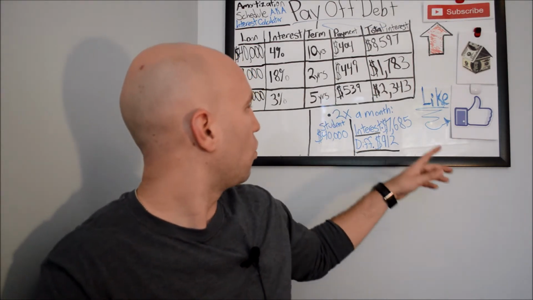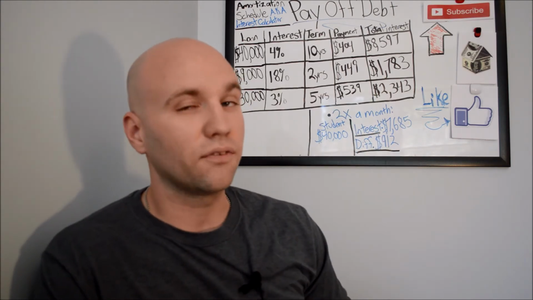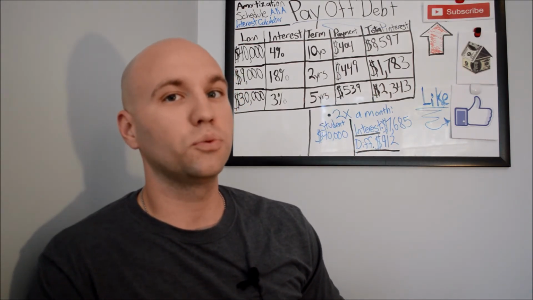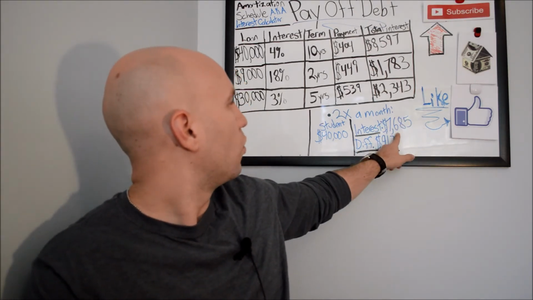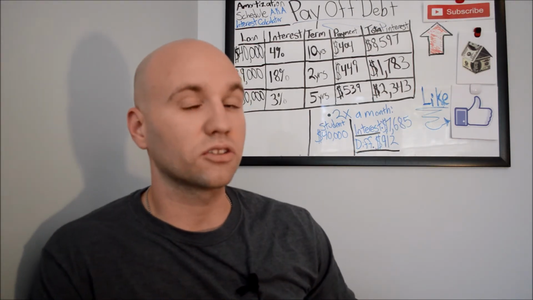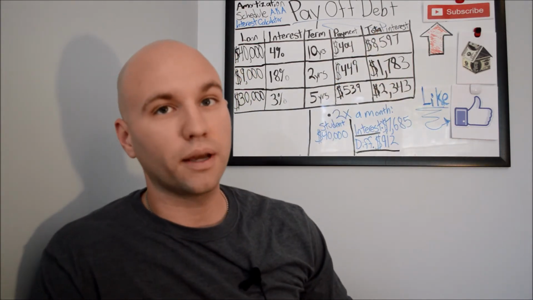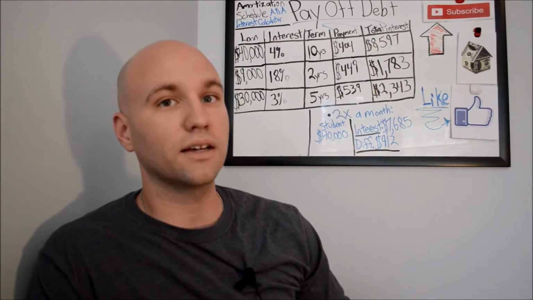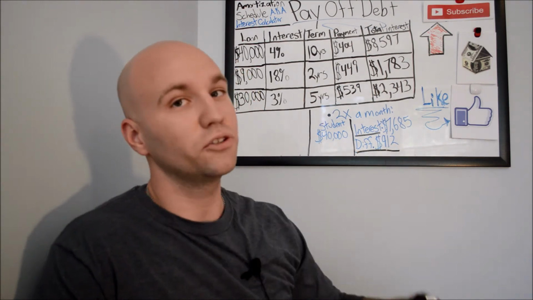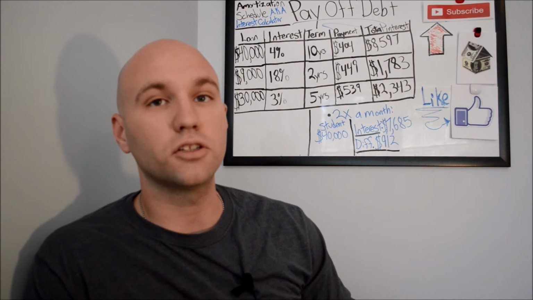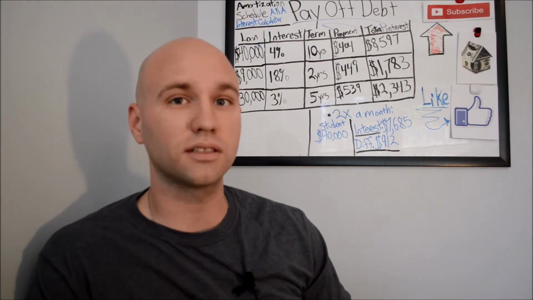So what that is going to do for you is if you do that and nothing else, the entire amount that you will pay on that loan is $7,685 in interest. So if you see here, in the first example, you're paying $8,597. So that's a difference of $912 that you're not going to have to pay in interest just by making 2 payments every single month.